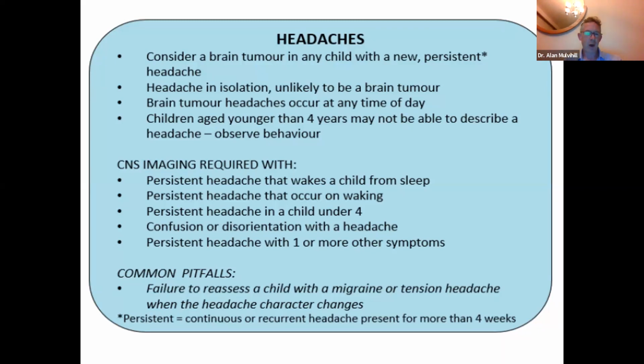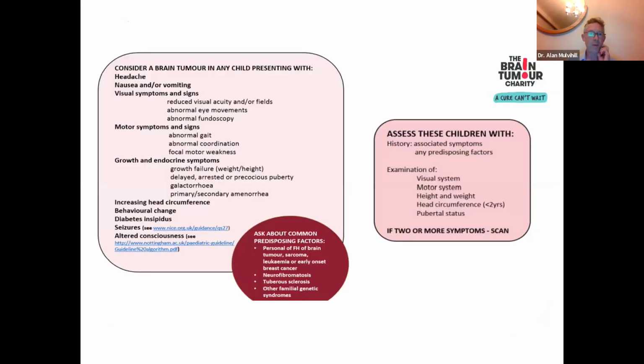So headaches that might require neuroimaging are ones where there's a persistent headache that wakes a child from sleep, a persistent headache that occurs on waking, a persistent headache in a child under 4, confusion or disorientation with headache, and persistent headache with other symptoms such as double vision, ataxia, tinnitus. Also, some children can have chronic headaches, but if the character or the pattern of the headache changes, so if their normal migraine headache has become something new or different, don't dismiss it just because a child has a long history of headaches.